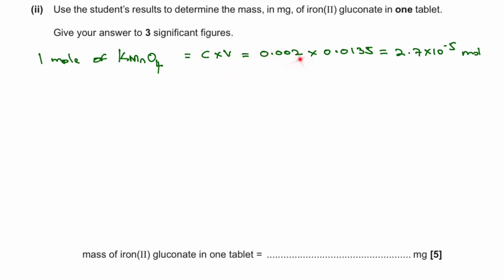We know the concentration is 0.002 times 10 to, and 0.0135 for the volume. And this is in decimetre cubed, so you do the 13.5 divided by 1,000 to get that. And so you get this mole. That's the number of moles. So the next thing to do is actually to write down the equation for this reaction.